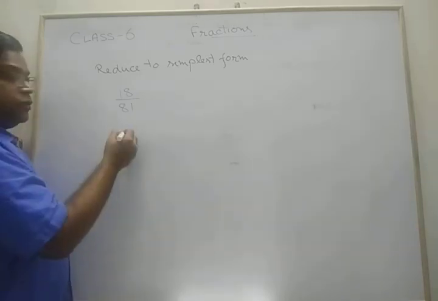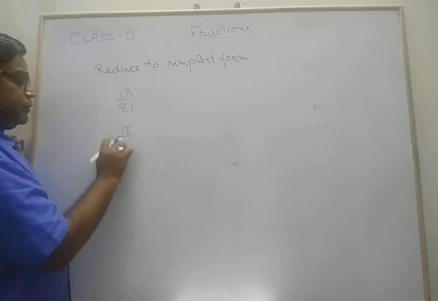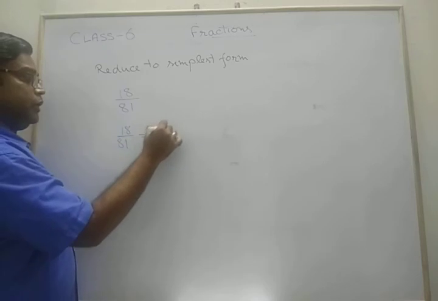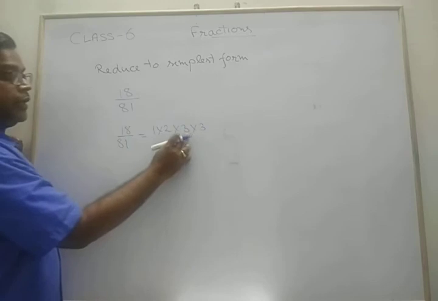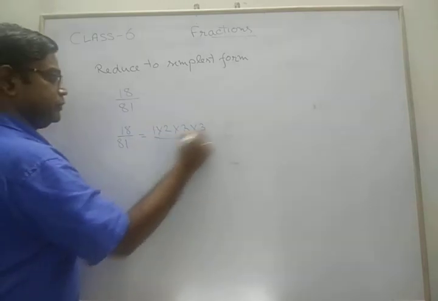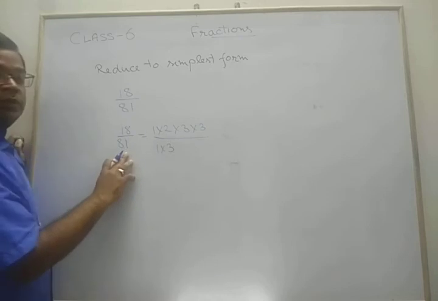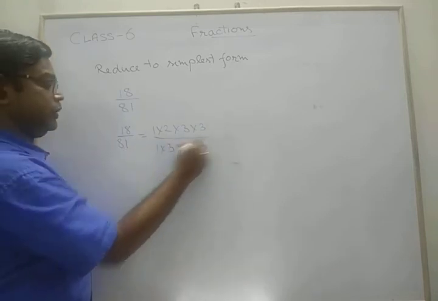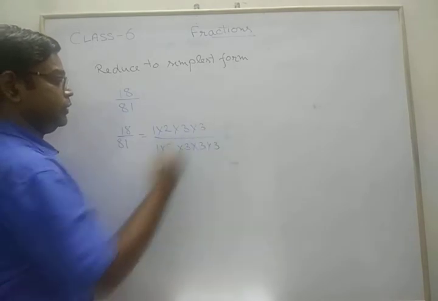For the solution, write down 18 upon 81 equals, it's 1 into 2 into 3 into 3. 3 3s are 9, 9 2s are 18. Then 1 into, an odd number is there, 3 into 3 into 3. 3 3s are 9, 9 3s are 27, into 3, 81.